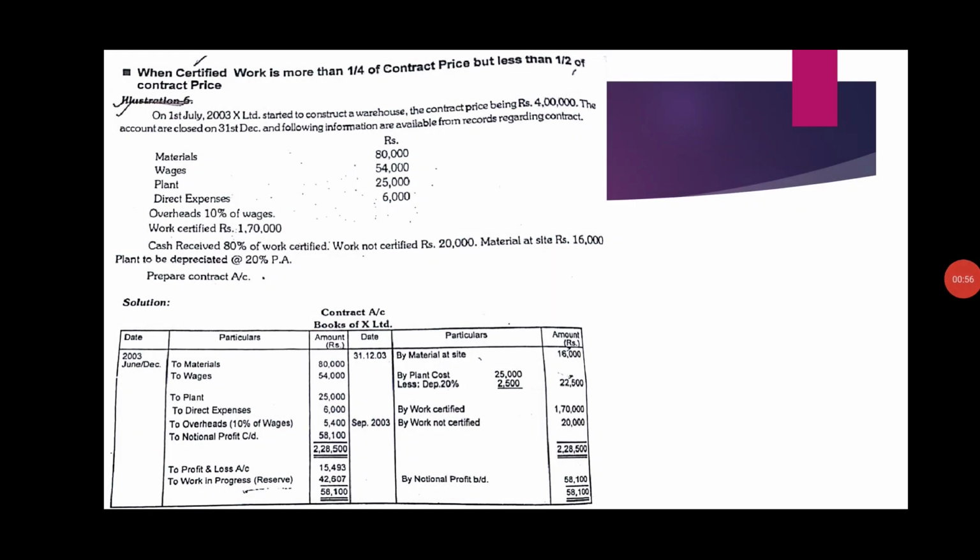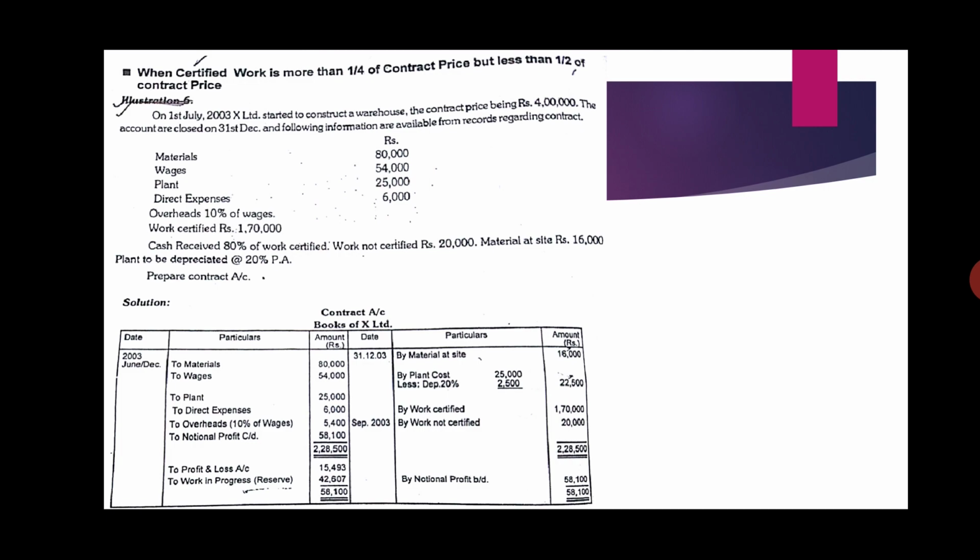So this is a question: when certified work is more than 1/4 of the contract price but less than half of the contract price. On 1st July 2003, X Limited started to construct a warehouse, contract price being 4 lakh, accounts are closed on 31st December, and following information are available from the records regarding the contract: materials, wages, plant, direct expenses, overheads, work certified, cash received, work not certified, material at site, plant to be depreciated. So this is all given to you.